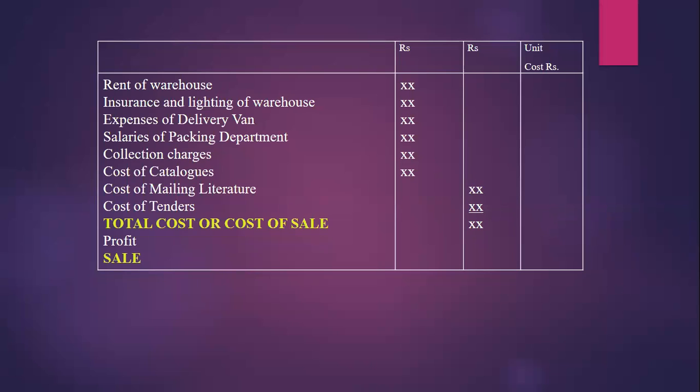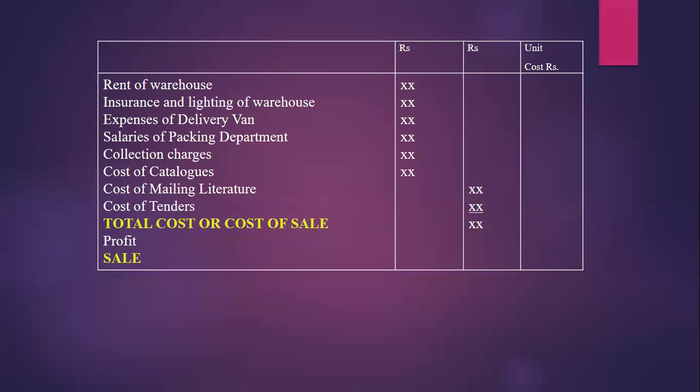After that, you have to add selling and distribution overhead to the cost of goods sold. You get total cost, or cost of sales. After that, you add your profit margin, and you get your sale. Is this clear, everyone? Is this format clear? Yes, sir.